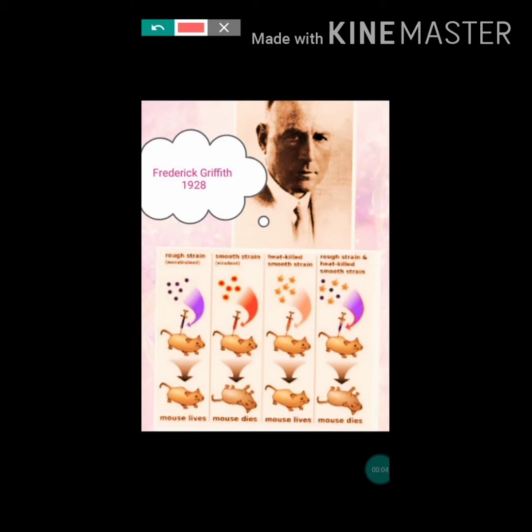Today we are going to study about Griffith's experiment. In 1928, Frederick Griffith conducted a series of experiments to reveal the principle of transformation in bacteria. So what is transformation? Transformation means transfer of genetic material from one bacterium to another that results in change in its physical form. That is known as transformation.